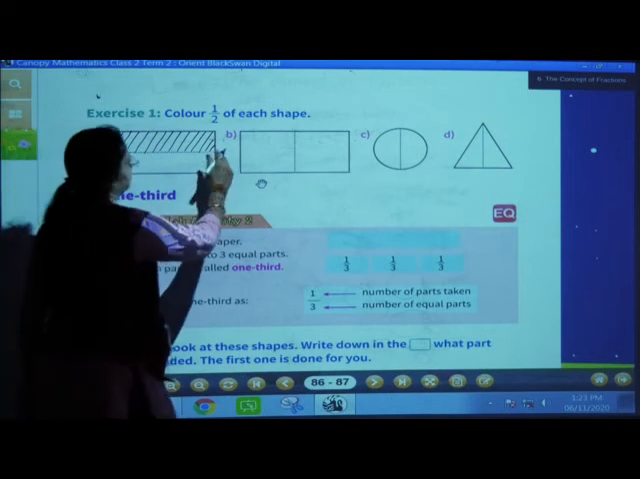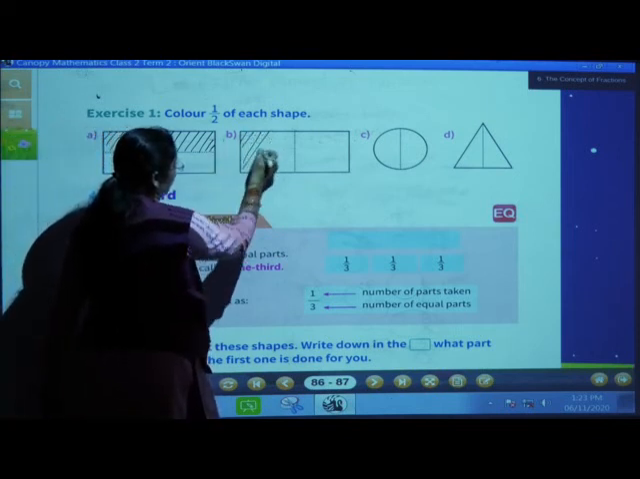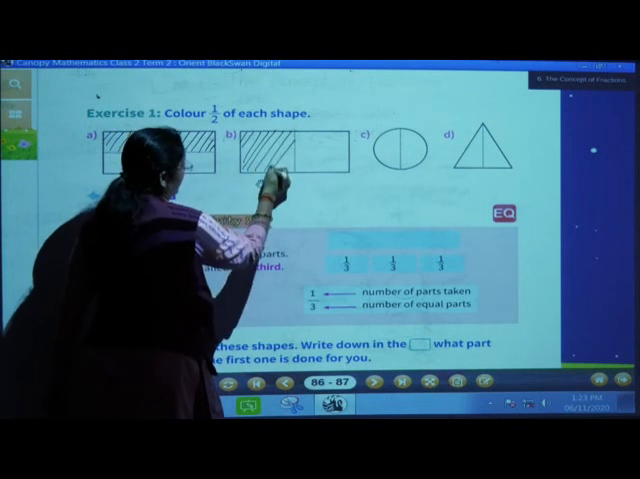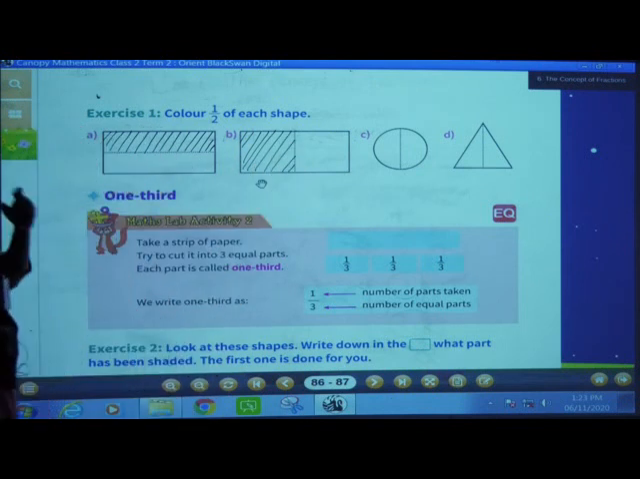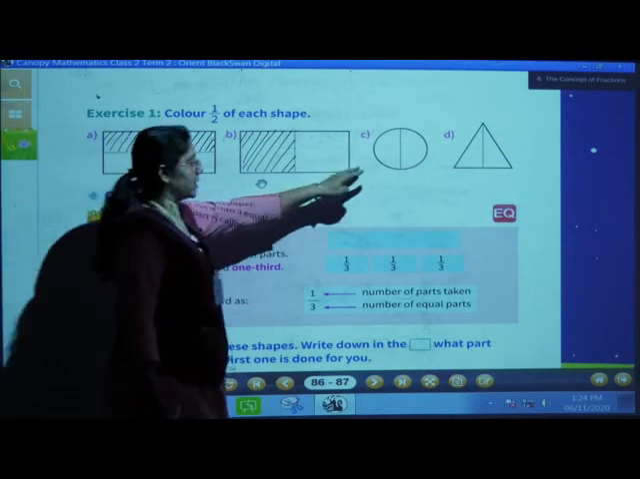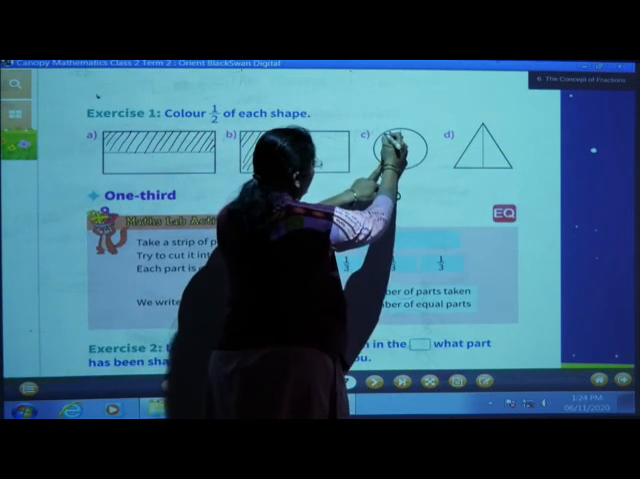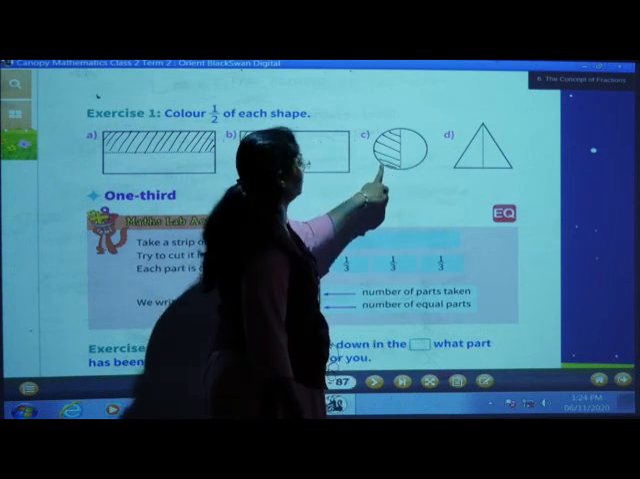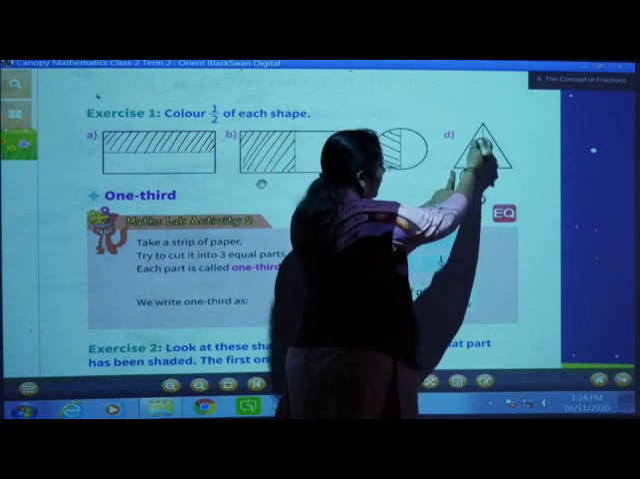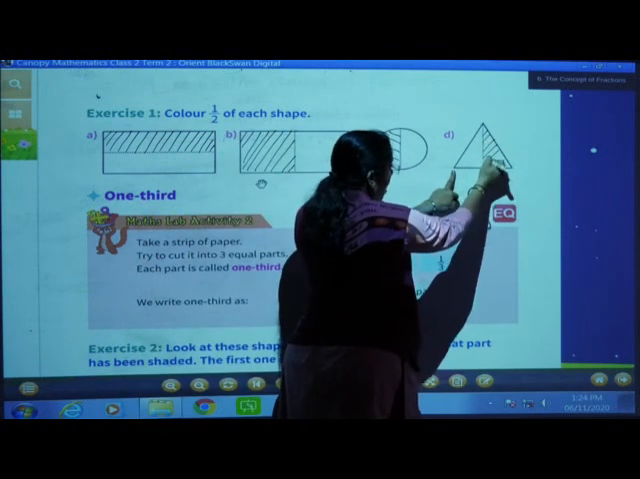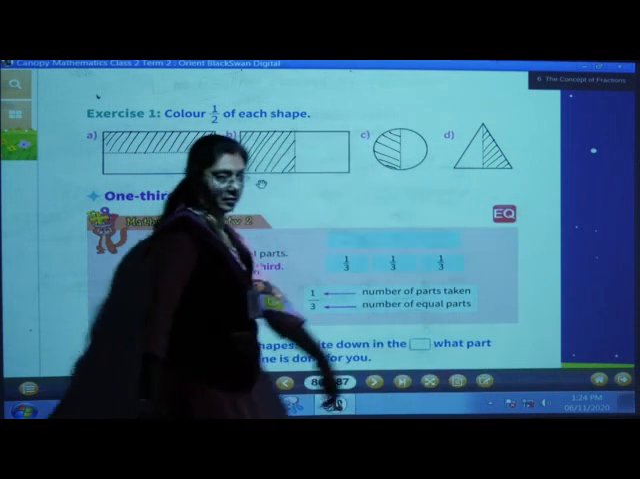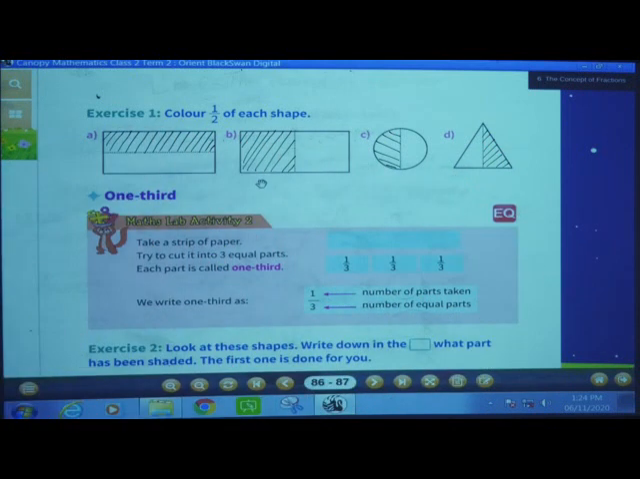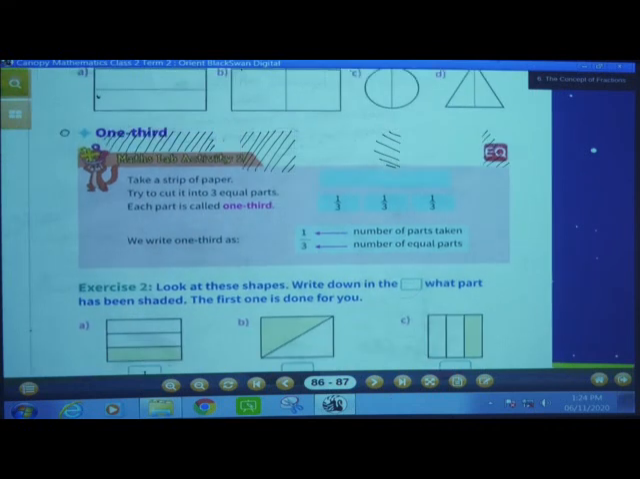This B, now this is a circle and we have to color half part. Okay. This is a triangle and we have to color half part of this triangle. Done?